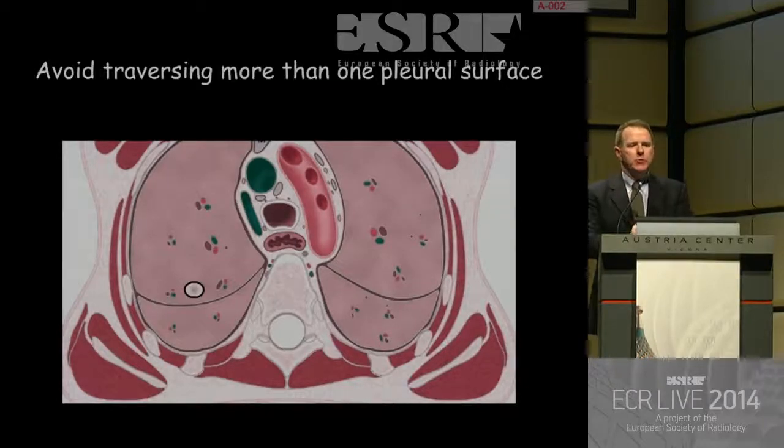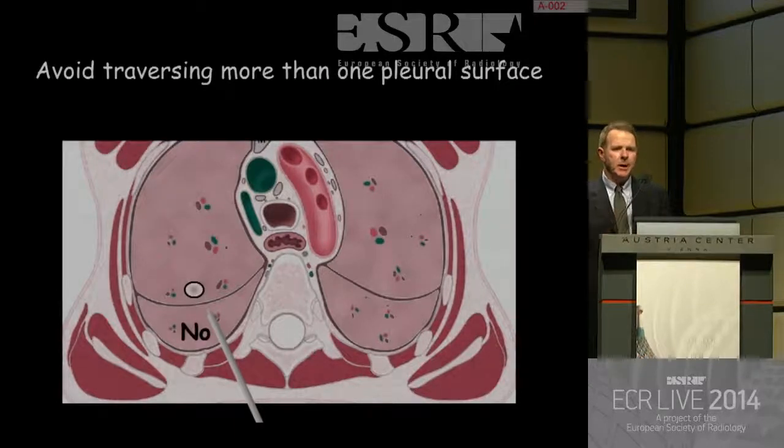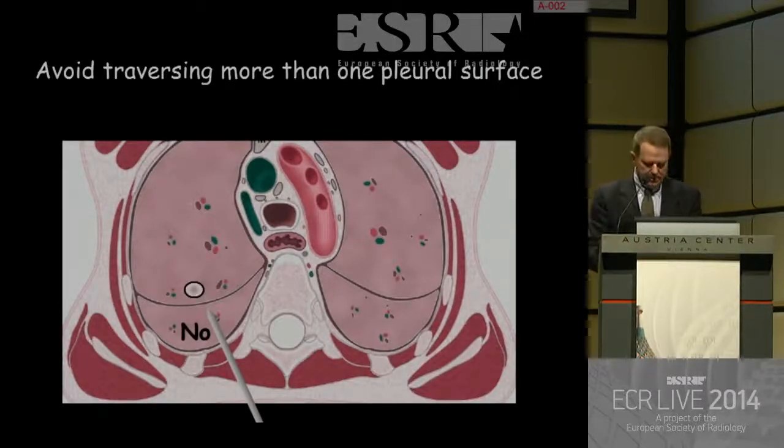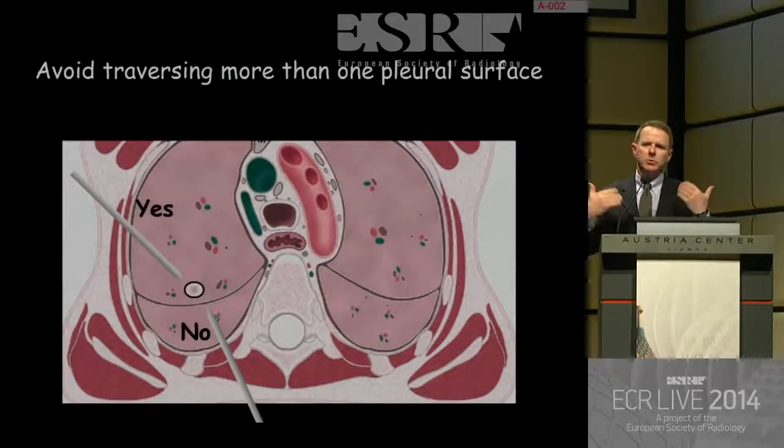1, 2, 3, 4 pleural surfaces you can traverse. The best is 1. So for this nodule, don't do this, because you are traversing 3 pleural surfaces. Do this, it's only 1. Okay? Why do you want to triple your risk?